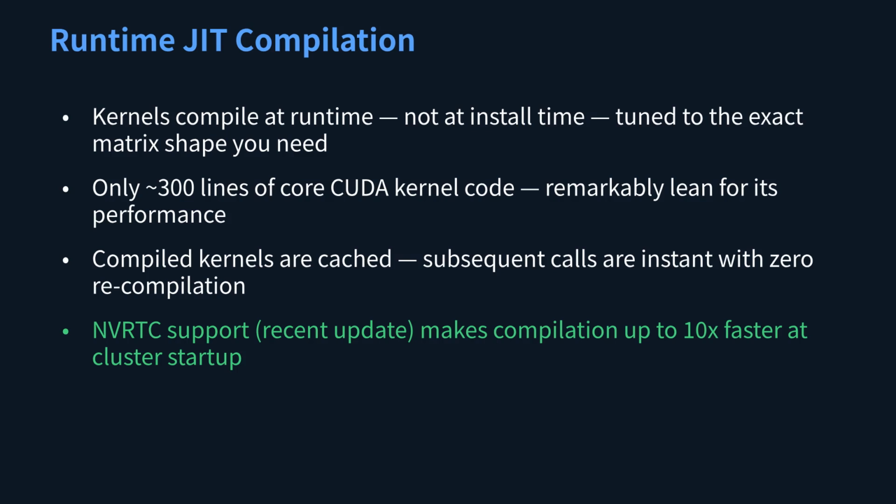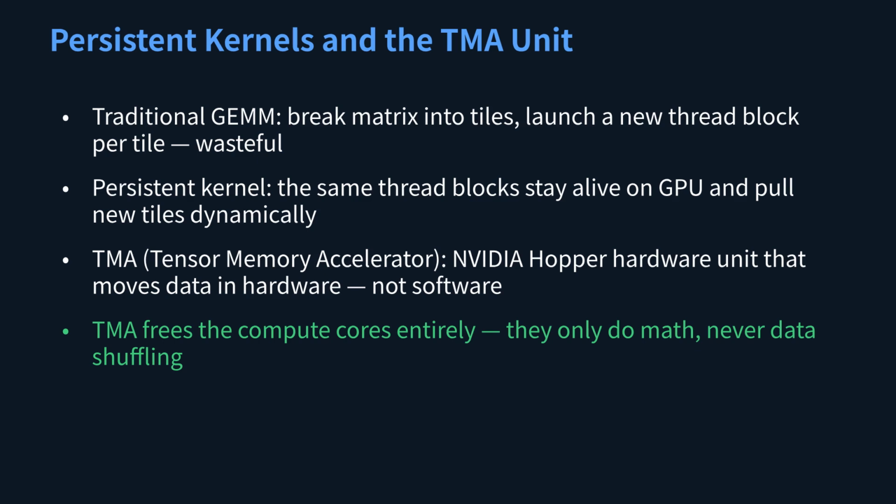No wasted code, no unnecessary abstractions. And once that compiled kernel is cached, future calls are instant. A recent update added support for NVIDIA's NVRTC compiler, which made this compilation step up to 10 times faster than before. Under the hood, DeepGEMM uses a technique called persistent kernels. In a traditional GEMM approach, the GPU breaks a large matrix multiplication into smaller tiles, and each tile launches a fresh thread block to handle it. This repeated launching is wasteful.